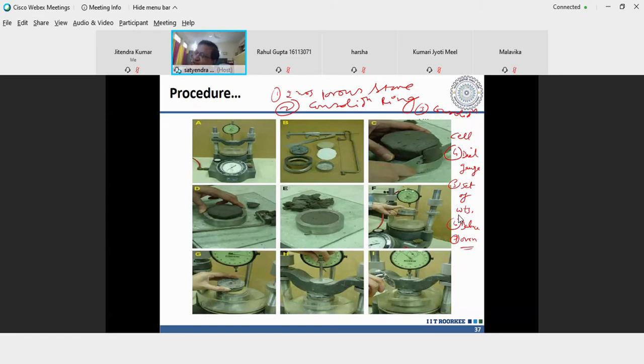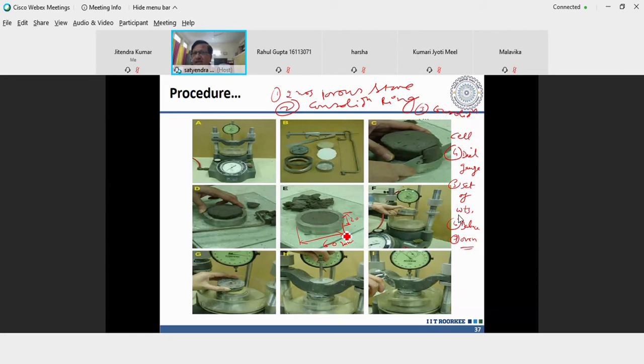So here, friends, this diameter is normally 60 mm, and the height of this is 20 mm. So normally there is a 1:3 ratio between the height of the specimen and the diameter.